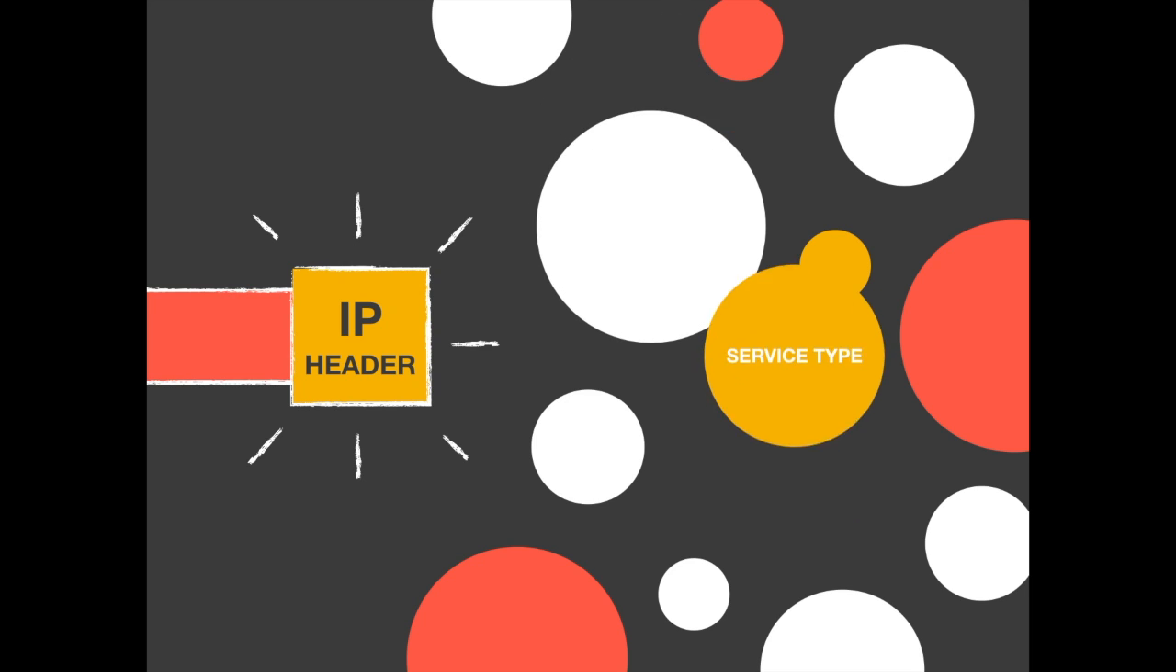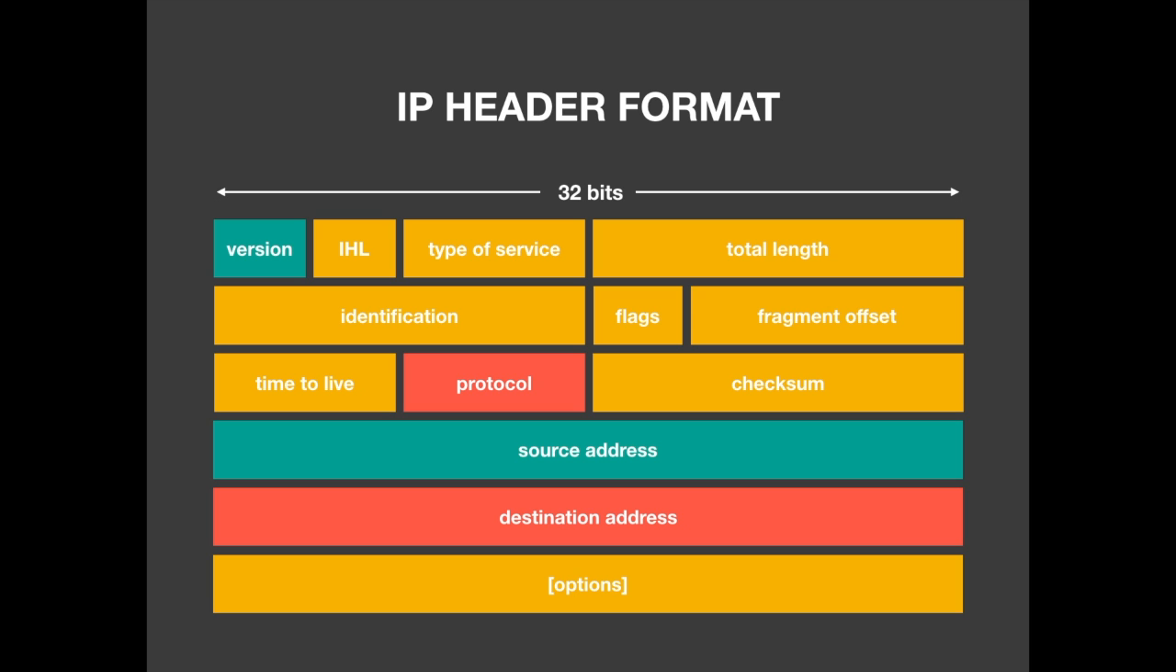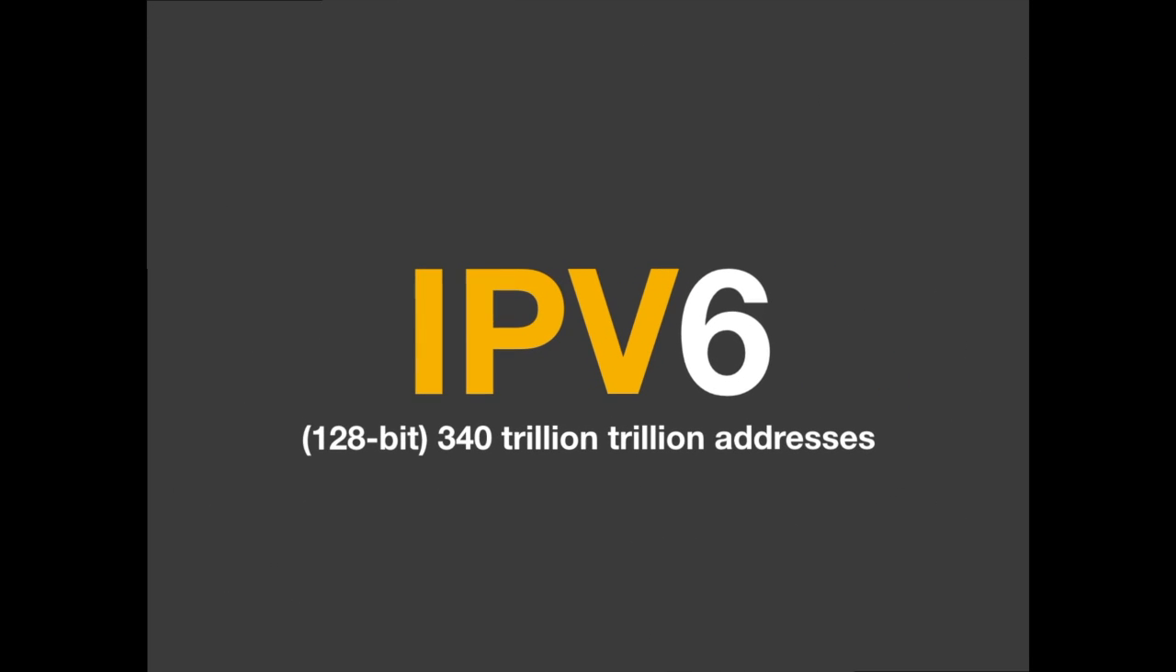The total length, service type, IHL, which is the size of IP version 4 header, and versions, IP version 4 in this case. IP version 4 is the first non-experimental version. It has a 32-bit address that can only store up to 4 billion addresses. It might seem a lot, but actually not enough because we have so many devices nowadays. So now there is IP version 6 with a 128-bit address, allowing about 340 trillion addresses.